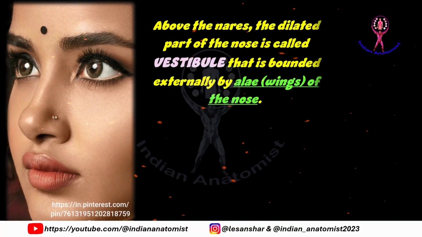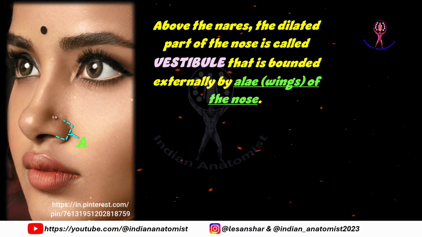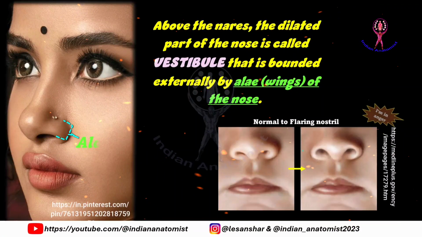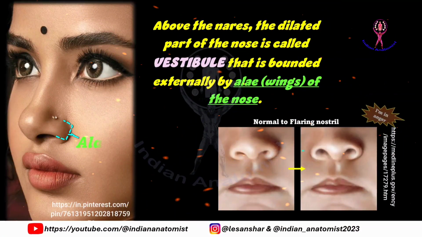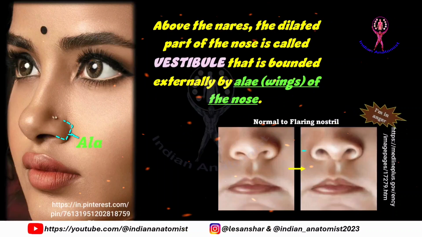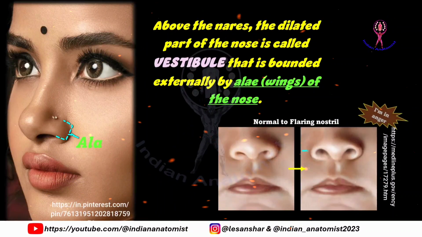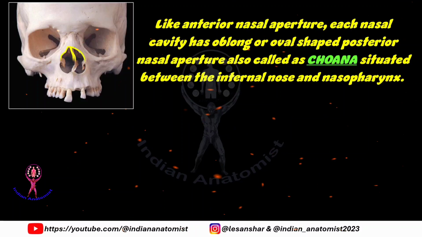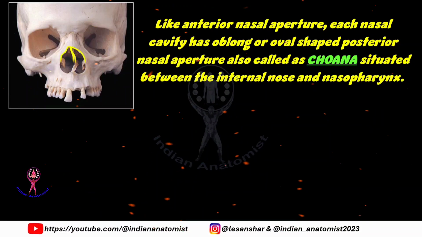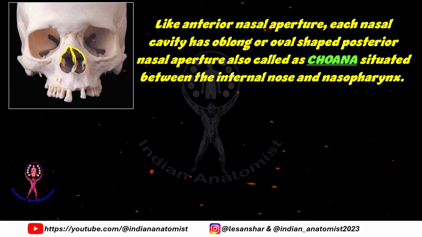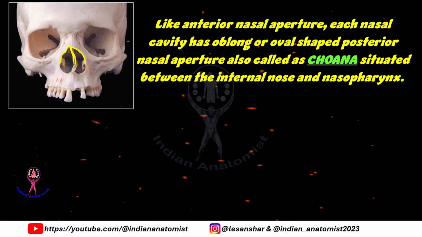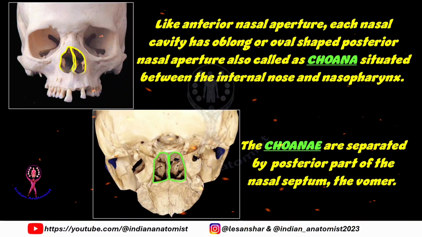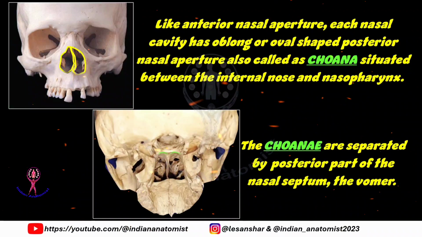Above the nares, the dilated part of the nose is called vestibule that is bounded externally by alae, wings of the nose. Dear medicos, please view the example below of the bulged ala or flaring nostril, which may have occurred during anger. Like anterior nasal aperture, each nasal cavity has oblong or oval-shaped posterior nasal aperture, also called as choana, situated between the internal nose and nasopharynx. The choanae are separated by posterior part of the nasal septum by vomer bone.